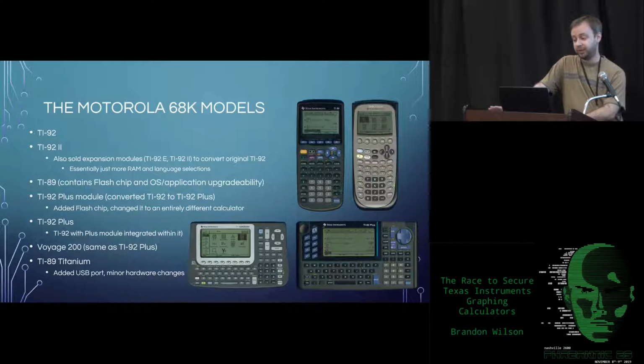And then there's the TI-92 Plus module, which is by far the most interesting one. It's equally as rare, though, and it turns a TI-92 into a TI-92 Plus, which gives it flash memory and upgradability. And that model is basically the same as the TI-89, which is that black one at the left, except the TI-89 doesn't have a QWERTY keyboard. And then the TI-89 Titanium next to it in gray, which has some minor hardware changes, and it adds a USB port to it, which turns out to be really useful.